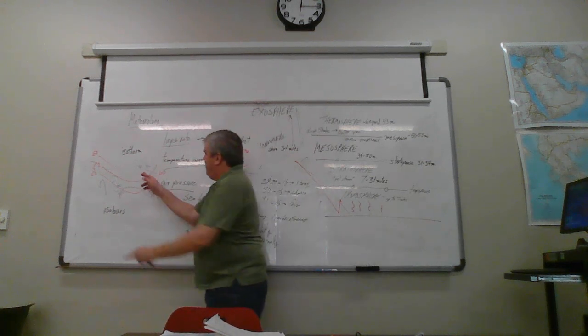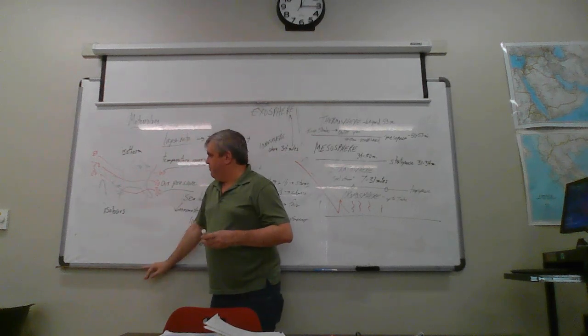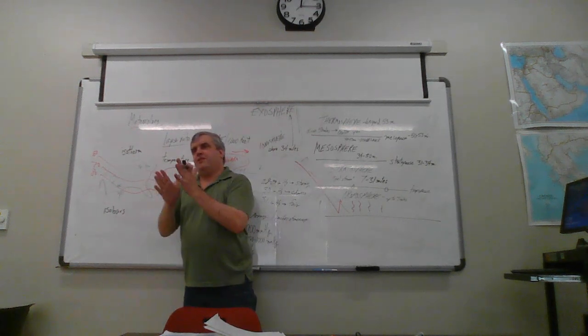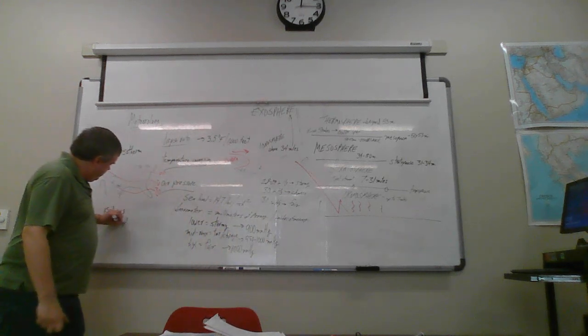Now, of course, you see these H's and L's on maps, high pressure versus low pressure systems. And sometimes they get very close together. That creates something called a pressure gradient.